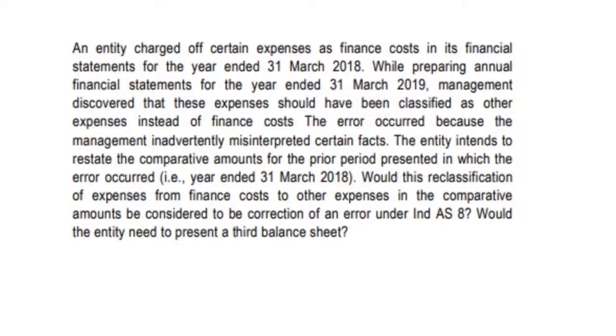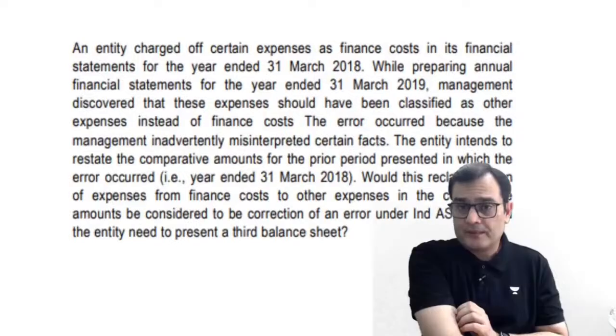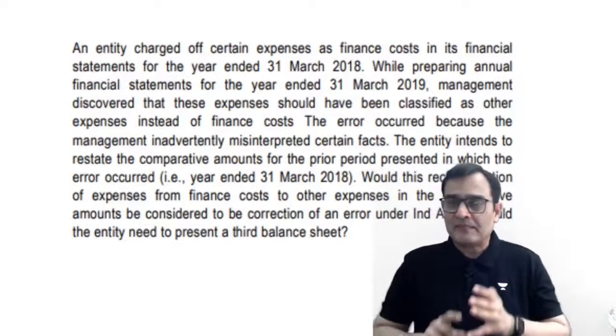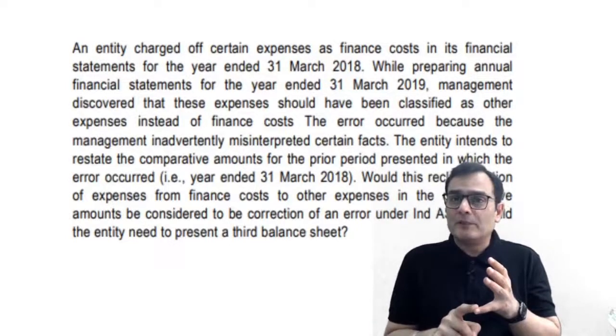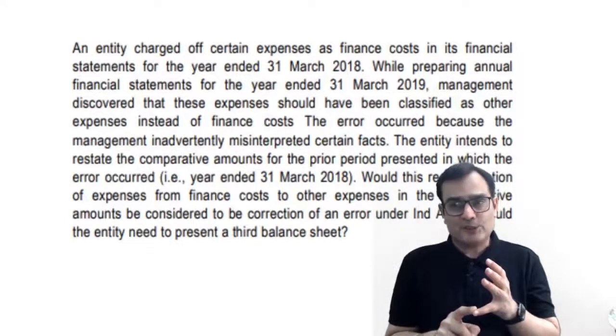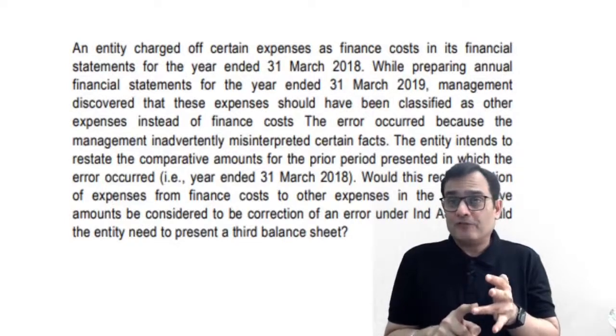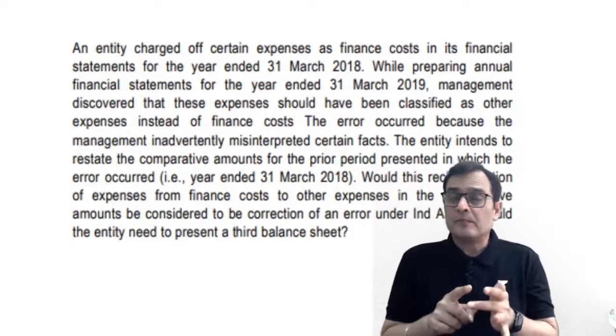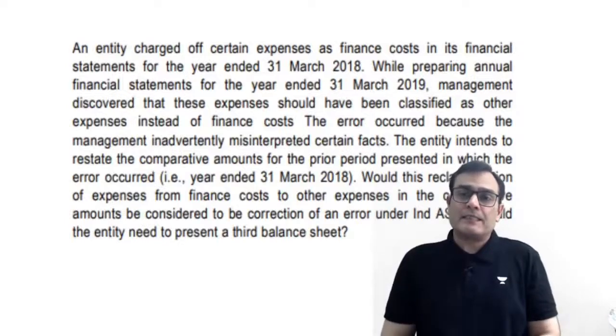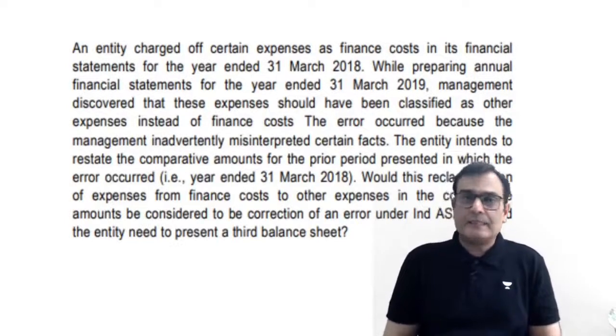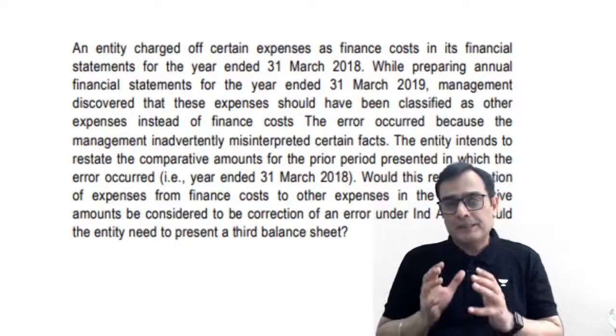Would this reclassification of expense from finance to other expense in the comparatives be considered as correction of errors? Yes. Would the entity need to present a third balance sheet? No. Now look at the contrast in this particular case. First of all, is this leading to a reclassification of an expense in the financials? Yes. Does it have a material effect? I think if you're considering an expense to be a finance cost, whereas it is supposed to be taken as other expense, it is certainly material in nature. But is it impacting any asset or liability in the balance sheet? No. Since it is not impacting an asset or liability in the balance sheet, a third balance sheet would not get triggered.